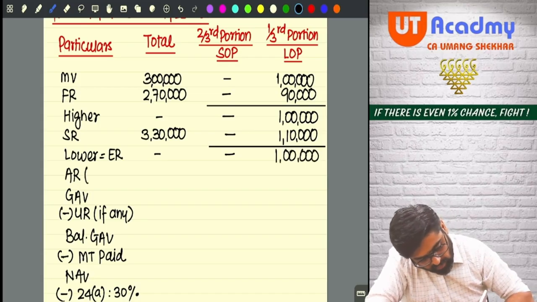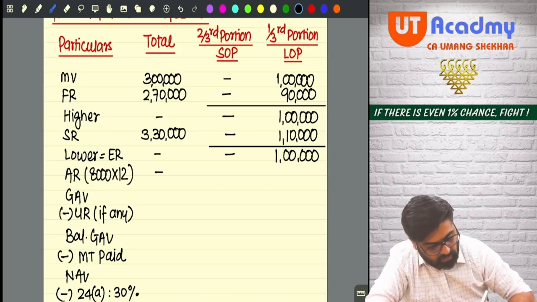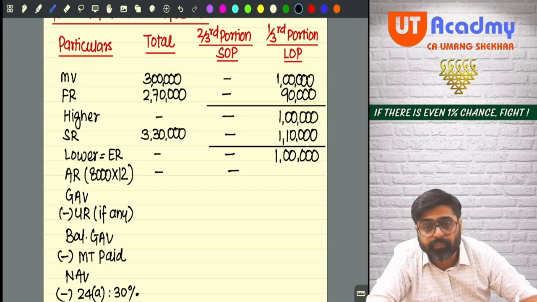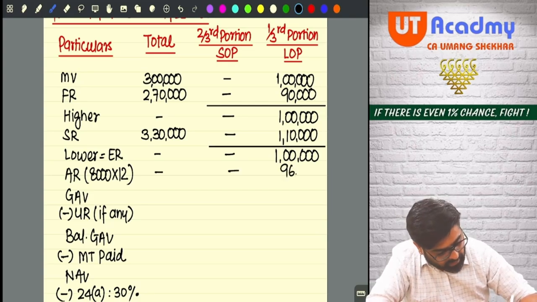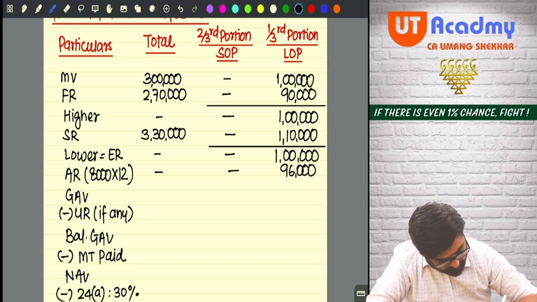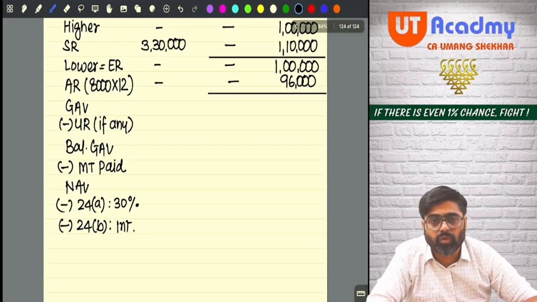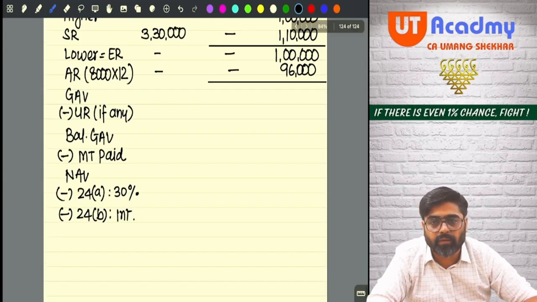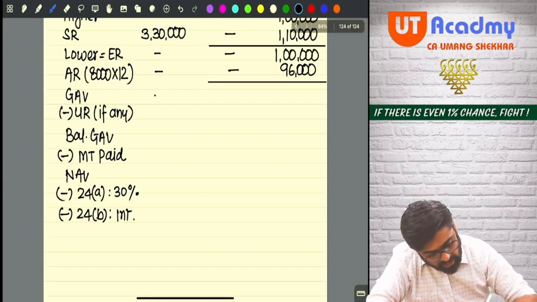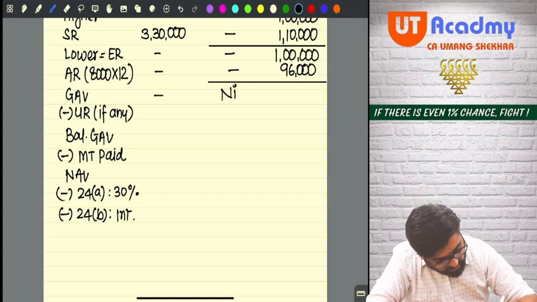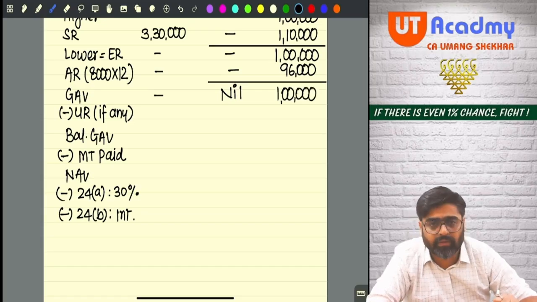Sure. What is the actual rent? 8,000 rupees per month into 12. Don't write in the total column. Directly write this amount in what? LOP column. Yes or no? 96,000. So finally you will get the GAV. Now tell me, was there any vacancy? No, na? So can we directly compare actual rent and expected rent? Compare whichever is higher. So GAV here it will be nil and here it will be 1 lakh. 96 or 1 lakh, whichever is higher. Okay, 1 lakh will be your GAV.